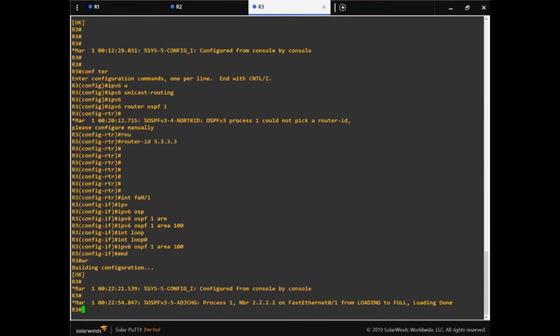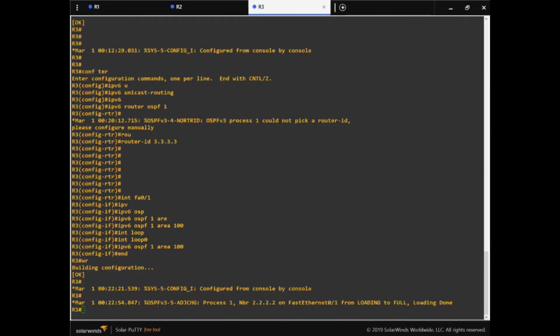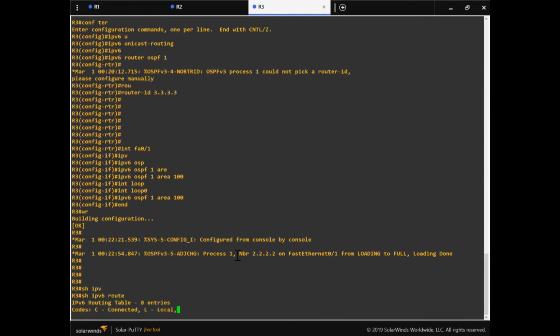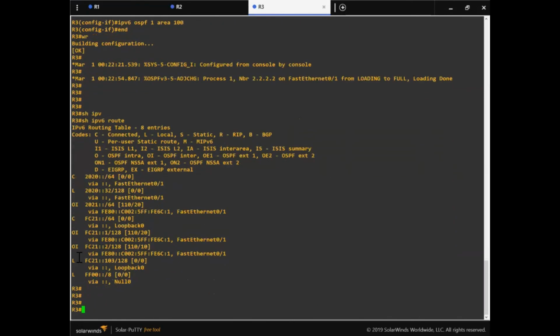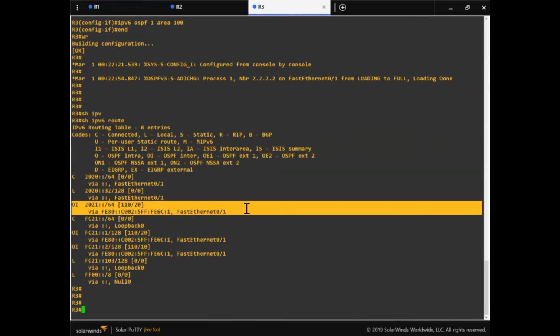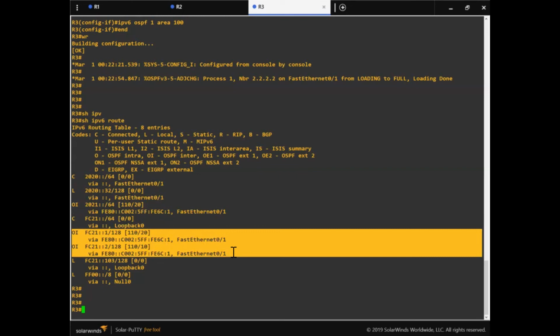And as per our diagram, if you check out our diagram, this is part of area 100, this is part of area 0. Any of the routes from R3 which are coming to R1 should be having OIA. And similarly on R3, if I show the IPv6 routes, you can check out, these are coming through OI. OI means that these are the routes which are coming through inter-area.